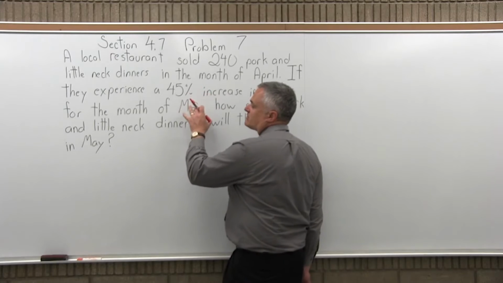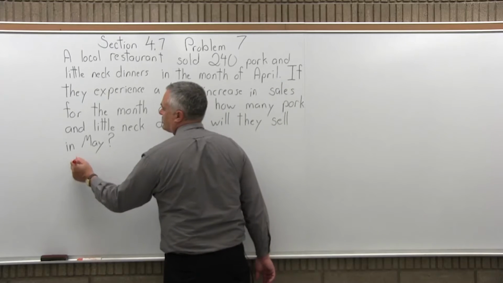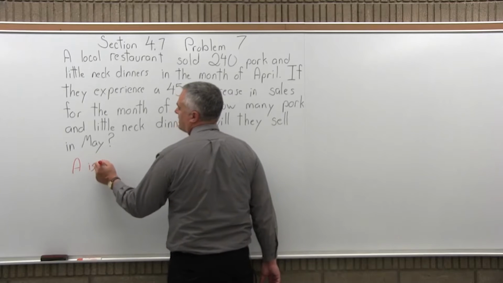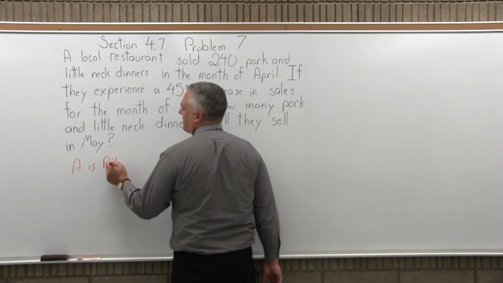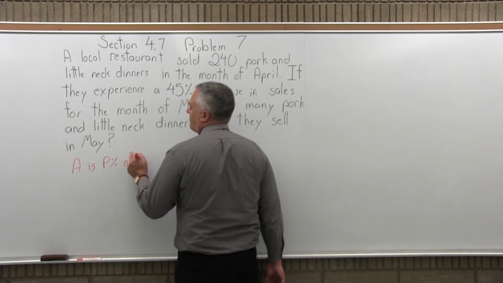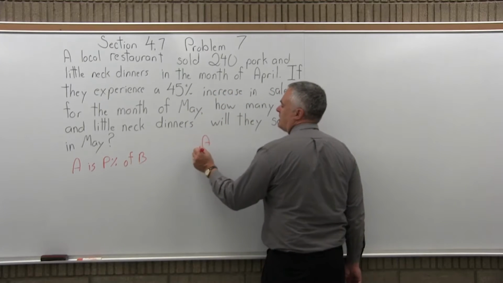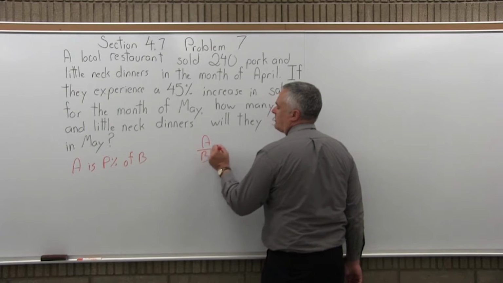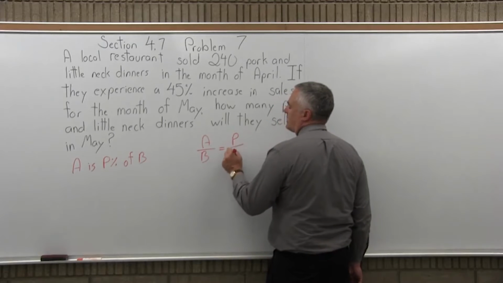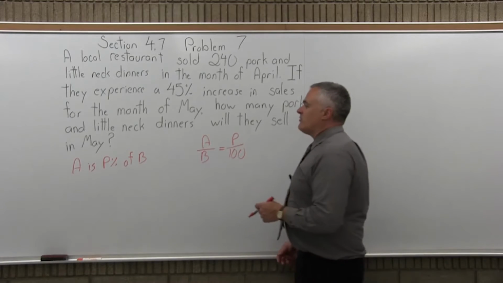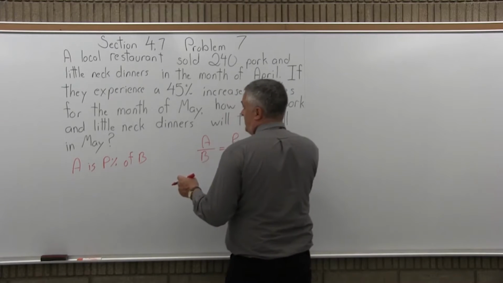So when I have a question that deals with percents, what I want to try to do is boil down the question to the important parts so that I can rewrite it in the form A is P% of B. And if I can do that, then I can plug the A and B and the P into the formula A over B equals P over 100. So, can I write it in that form? A is P% of B.